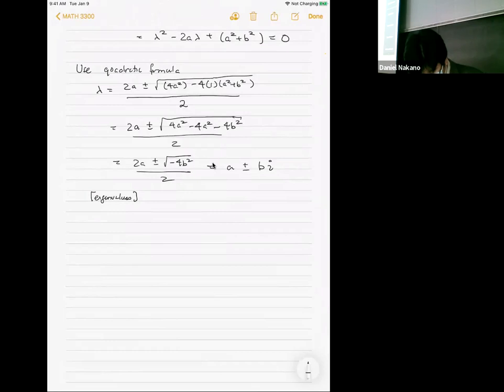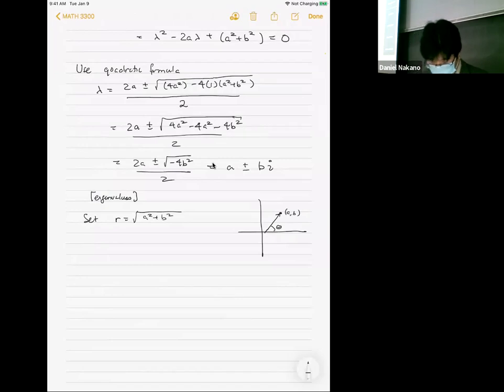Now, in the complex plane, this eigenvalue looks like (A, B) out here. So you should think about polar coordinates. This is theta. I'm just rotating this vector theta degrees from the x-axis. And the distance to that point is the square root of A squared plus B squared. That's just the distance formula. So let me call this r, the length of lambda.